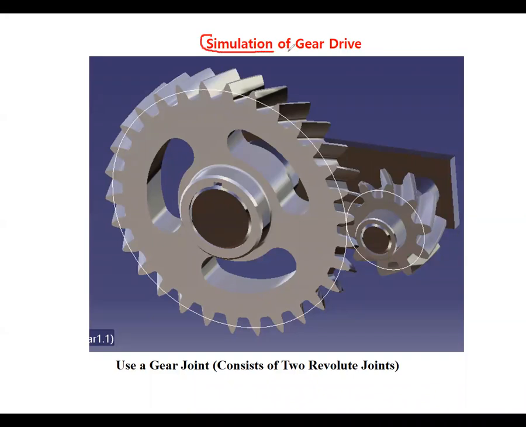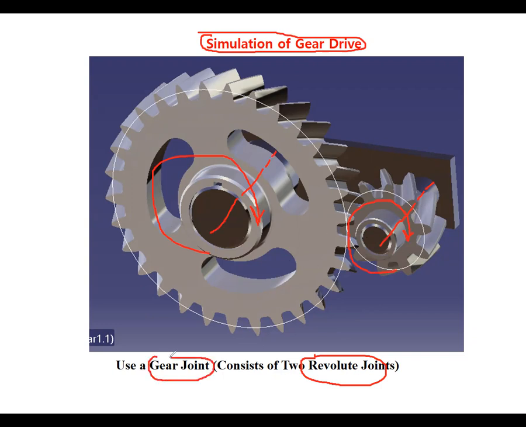In this session, we will simulate a gear drive. A gear drive consists of two revolute joints, because this gear rotates about this axis. We have to make one revolute joint for gear one. Another gear rotates about another shaft, so we make another revolute joint for gear two. Then select a gear joint, and in that gear joint we select the two revolute joints and also the speed ratio.